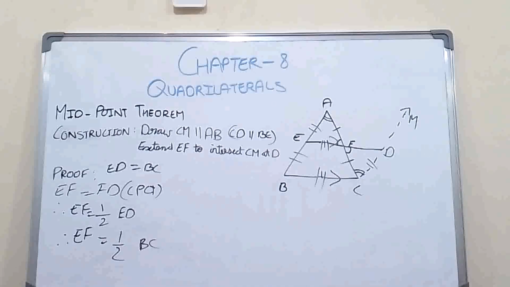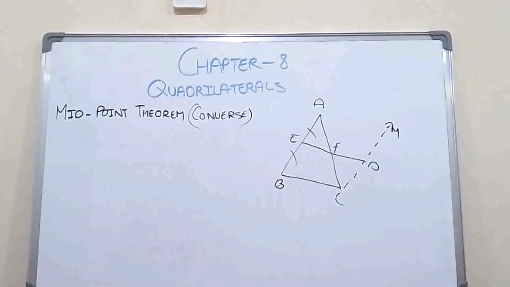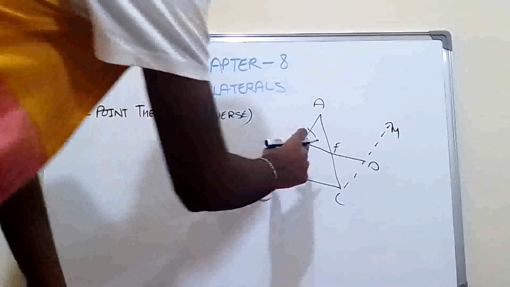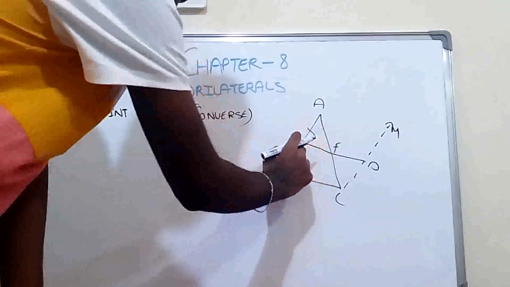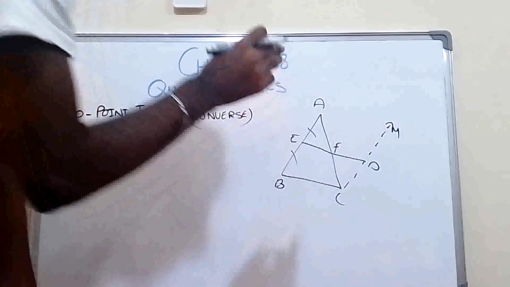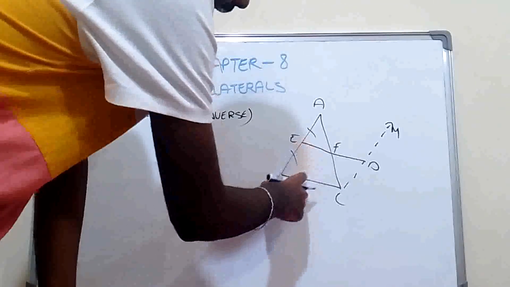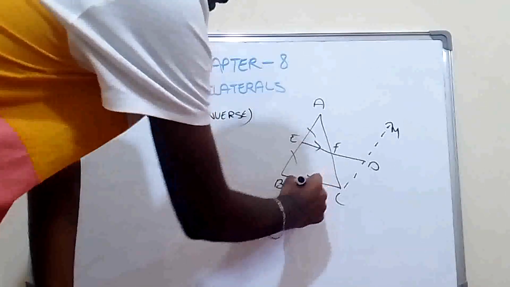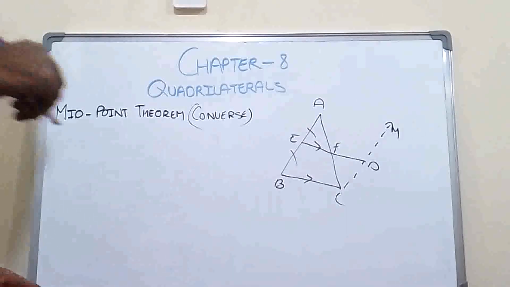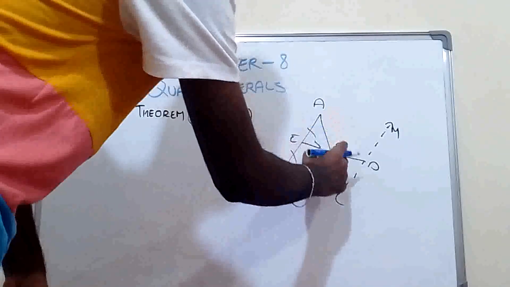Now the last theorem of this chapter is the converse of the midpoint theorem, which we'll be proving now. So the converse of the midpoint theorem, or theorem 8.10, says that a line segment from the midpoint of one side, so EF is a line segment from the midpoint of AB, which is E, parallel to the second side. So EF is parallel to BC. It's already given to us. It bisects the third side, AC, at F.